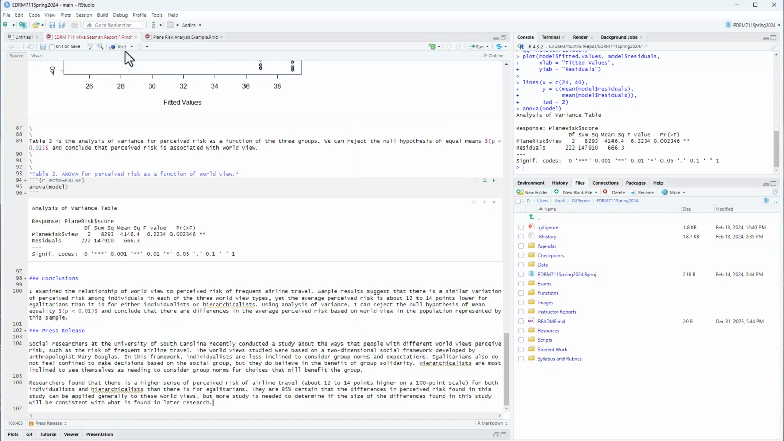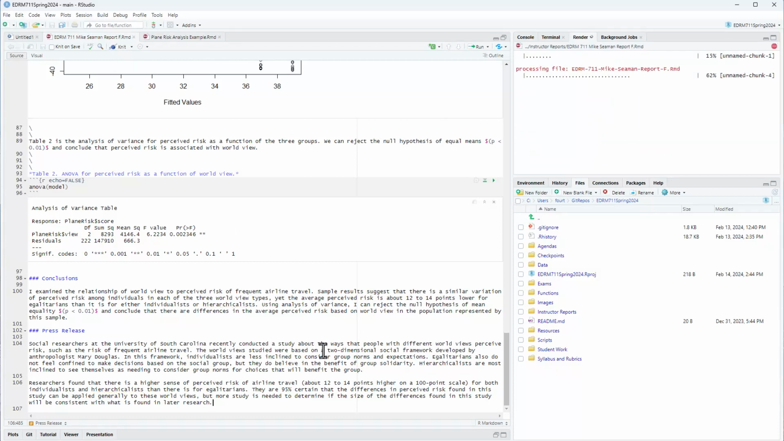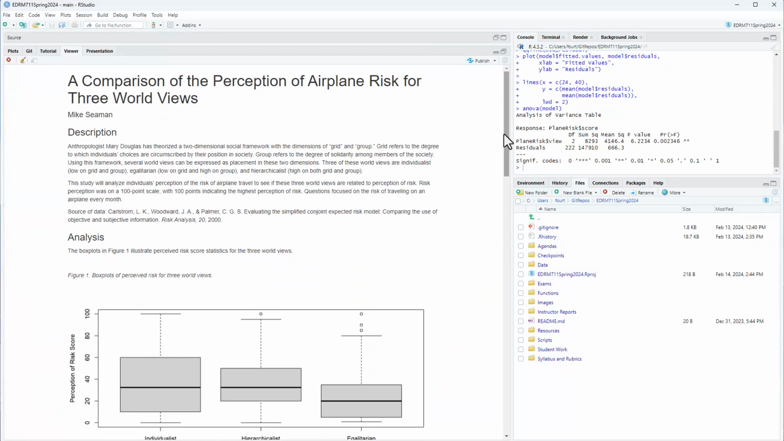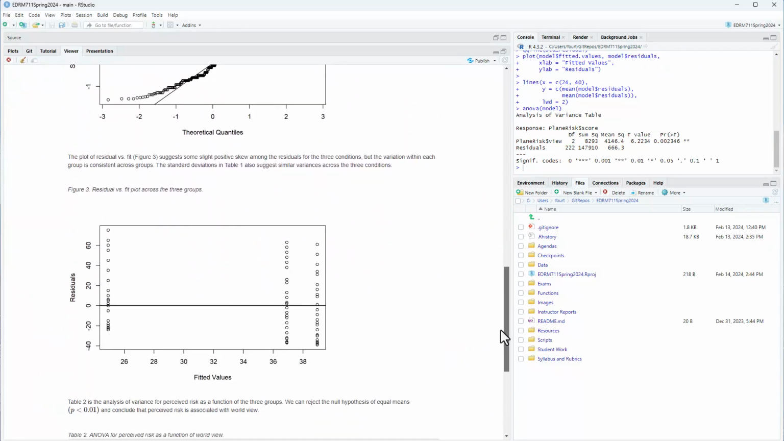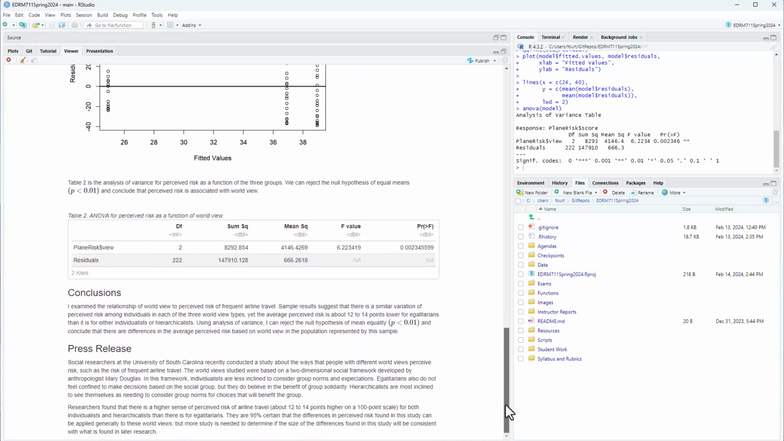Let me go ahead and knit this to take one last look at how it all looks here. And I think it looks good. So that will conclude this video, and I will see you as we start to look at how to be more specific about these differences among the groups.